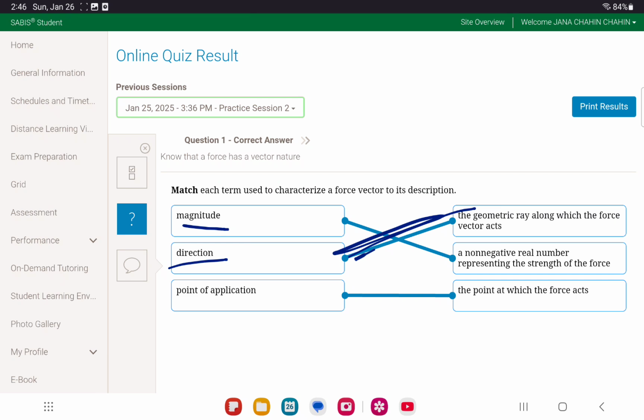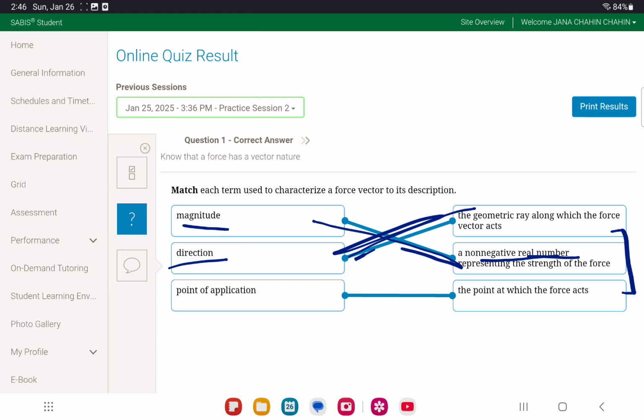Magnitudes are numbers. What other answer here has numbers in it? This one, it says a non-negative. It cannot be negative. How can you have a negative magnitude? How will the object that you're exerting a force on move if you have a negative magnitude? So you can't have a negative magnitude. So it's a non-negative real number.